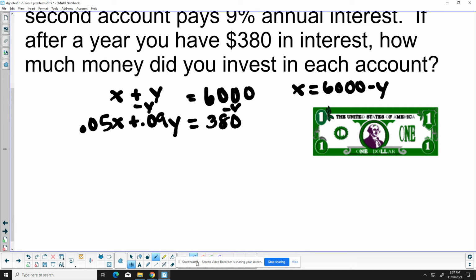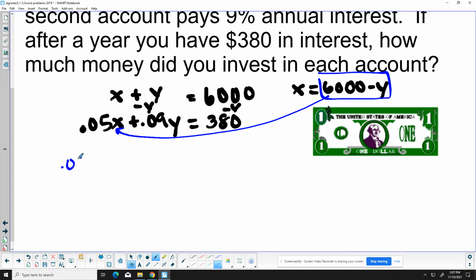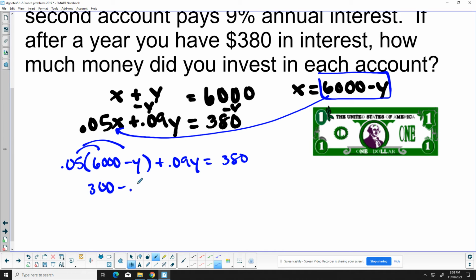And I'm placing this little box right here in for x. So I'm putting it right there: 0.05 times (6,000 minus y), and then I just have to copy the rest of it. If I distribute the 0.05, I have a calculator here. 6,000 times 0.05 is 300, and minus 0.05y, plus 0.09y equals 380.